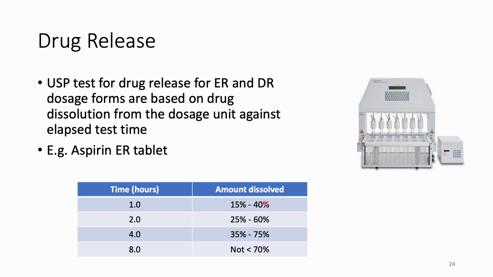There's some requirement that needs to be met. For example, after 1 hour, about 15 to 40% of aspirin in extended release must be dissolved. After 2 hours, there should be 25 to 60% and so on. And drug release also uses the same system of dissolution testing.